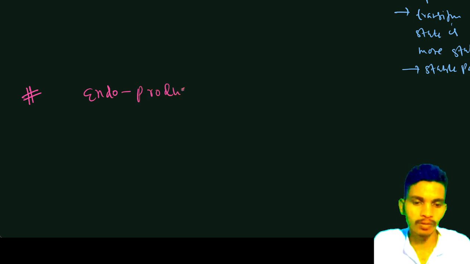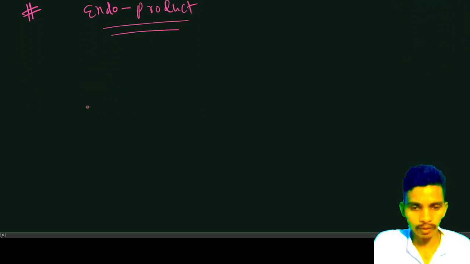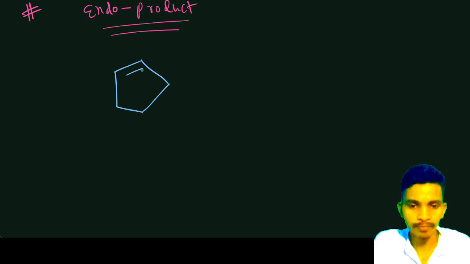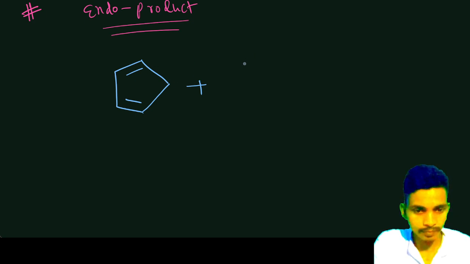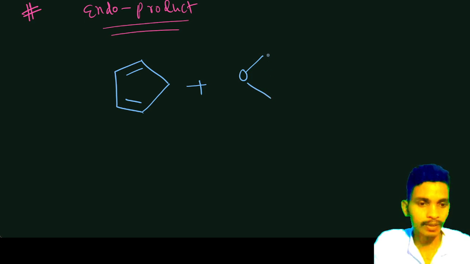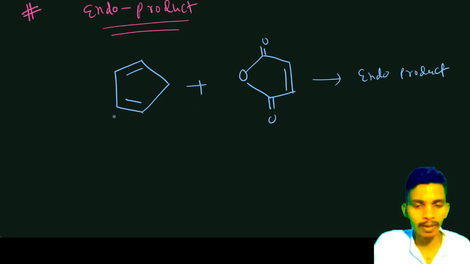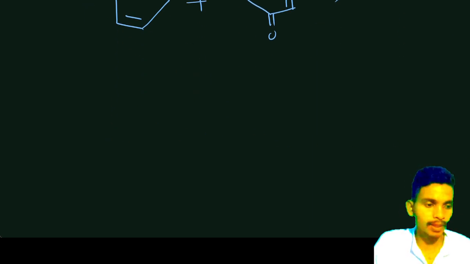Endo product. Okay, so here what we see is that the diene will be the same. This is the diene, and this will be the dienophile. This is the dienophile, and this will give the endo product. How will it happen? How will the reaction happen?